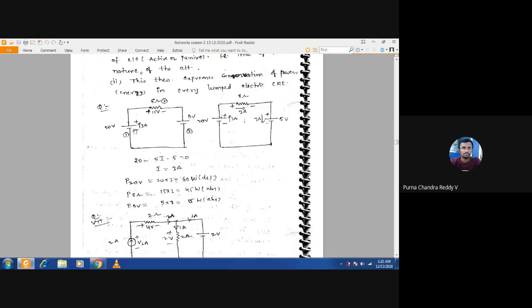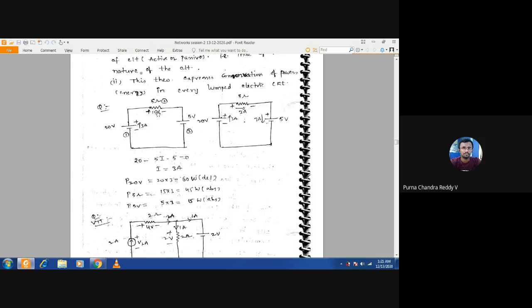I mean Tellegen's theorem statement. Minus to plus, power delivered is positive. The value is V into I. V is 20, I is 3, 60 watts. Now here, similarly, plus to minus, power absorbed is positive. Or you can put delivered here, then you have to put a minus. Plus to minus, absorbed is positive.